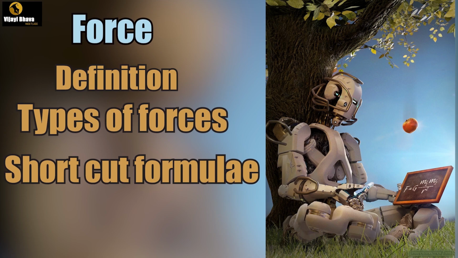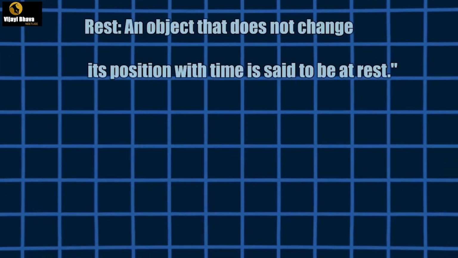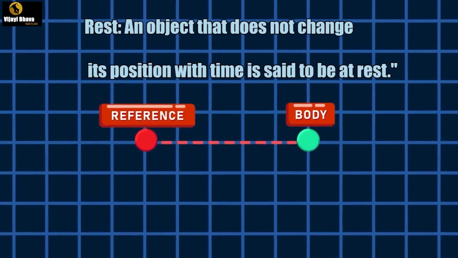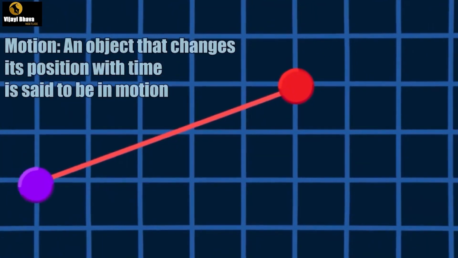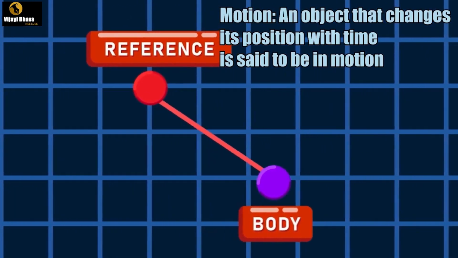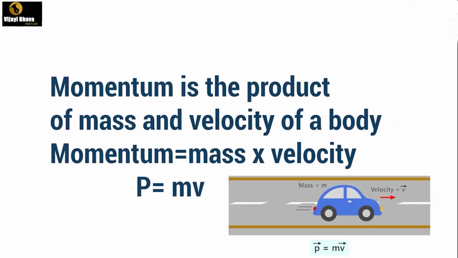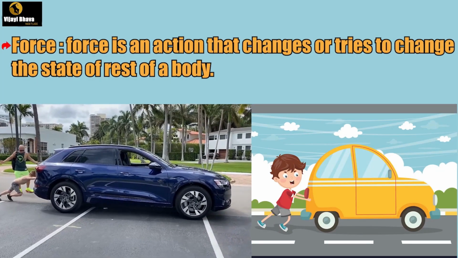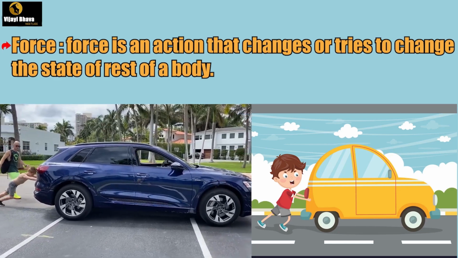Let us start with the definition of rest. An object that does not change its position with time is said to be at rest. An object that changes its position with time is said to be in motion. Momentum is the product of mass and velocity of a body, given by P is equal to mv. Force is an action that changes or tries to change the state of rest of a body.